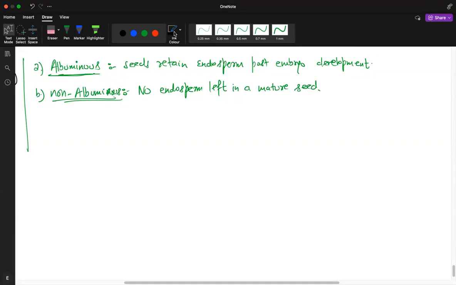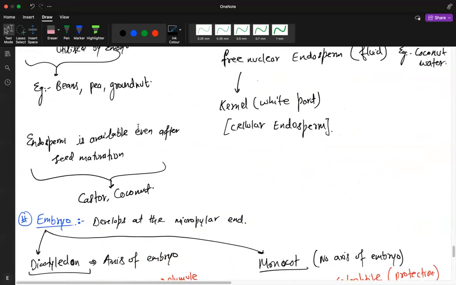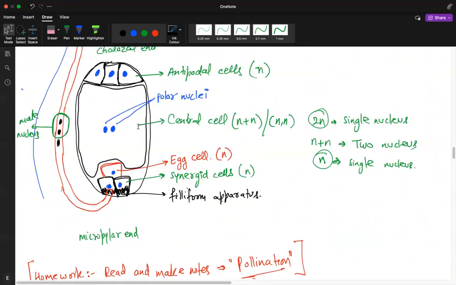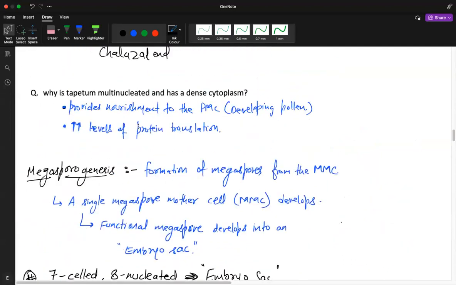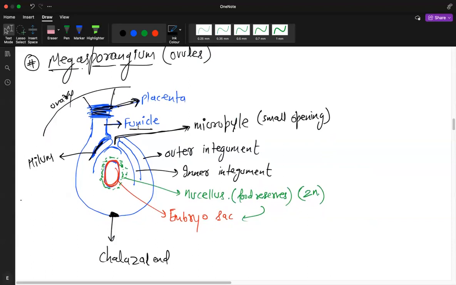Provides nutrition. To what? To the developing embryo. Yeah. Let me scroll up a bit, even more up. Yes. Do you see somewhere in the megasporangium a tissue called nucellus?